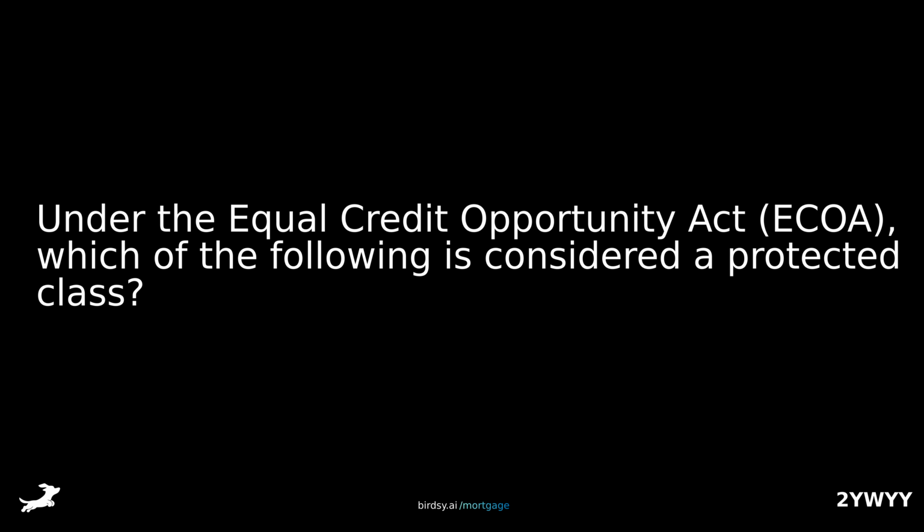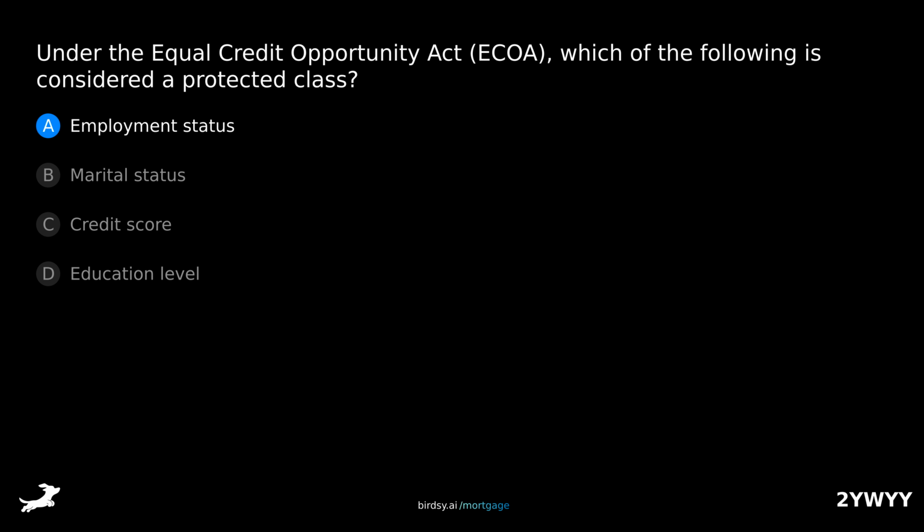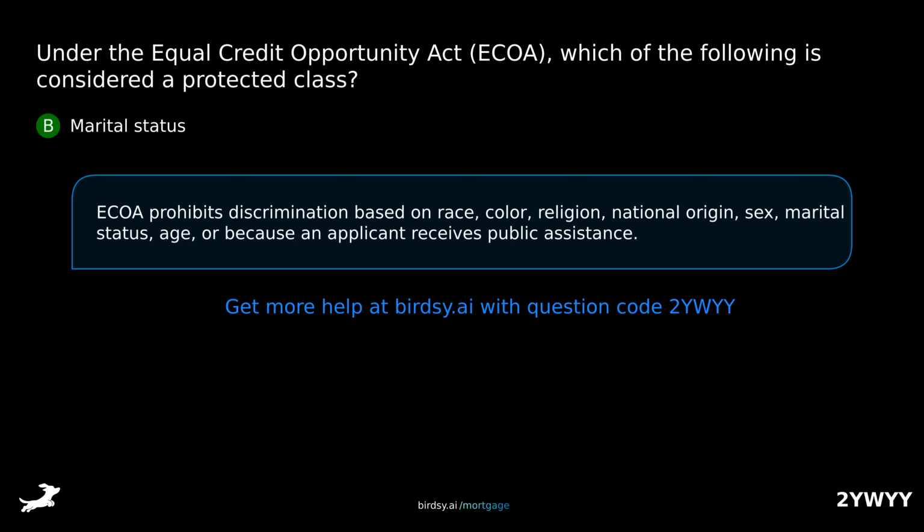Under the Equal Credit Opportunity Act, which of the following is considered a protected class? Is it A. Employment status, B. Marital status, C. Credit score, or D. Education level? The answer is B. Marital status. ECOA prohibits discrimination based on race, color, religion, national origin, sex, marital status, age, or because an applicant receives public assistance.